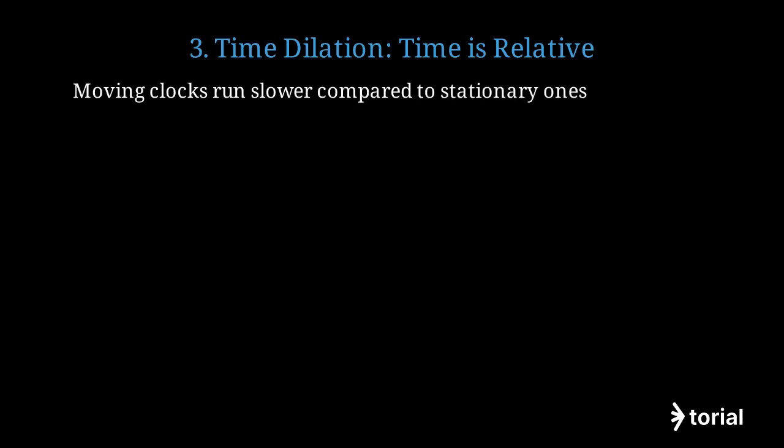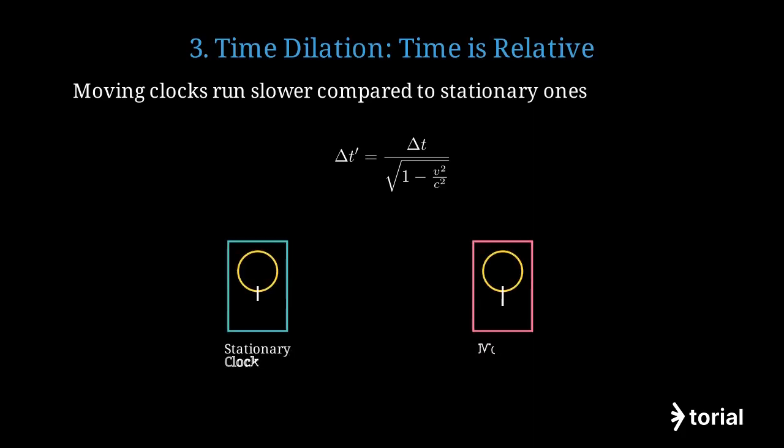One consequence of constant light speed is that time itself must be flexible. If you travel at high speeds, time actually passes more slowly for you compared to someone standing still. This equation shows how time changes with velocity. Delta t prime is the time for a moving observer, while delta t is for a stationary one. The moving clock ticks slower than the stationary one. This isn't an illusion, it's a real physical effect.